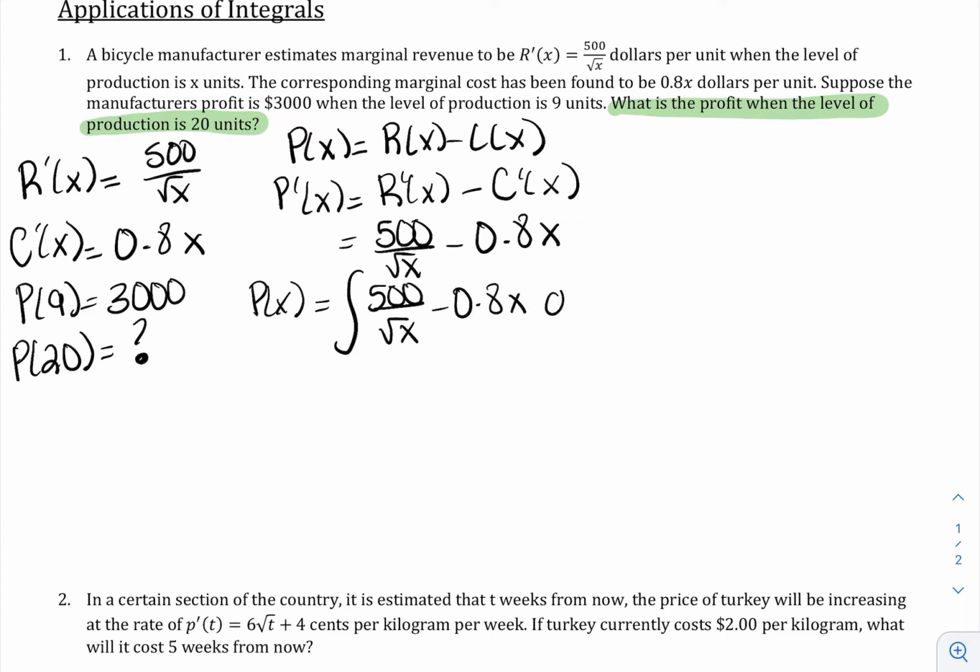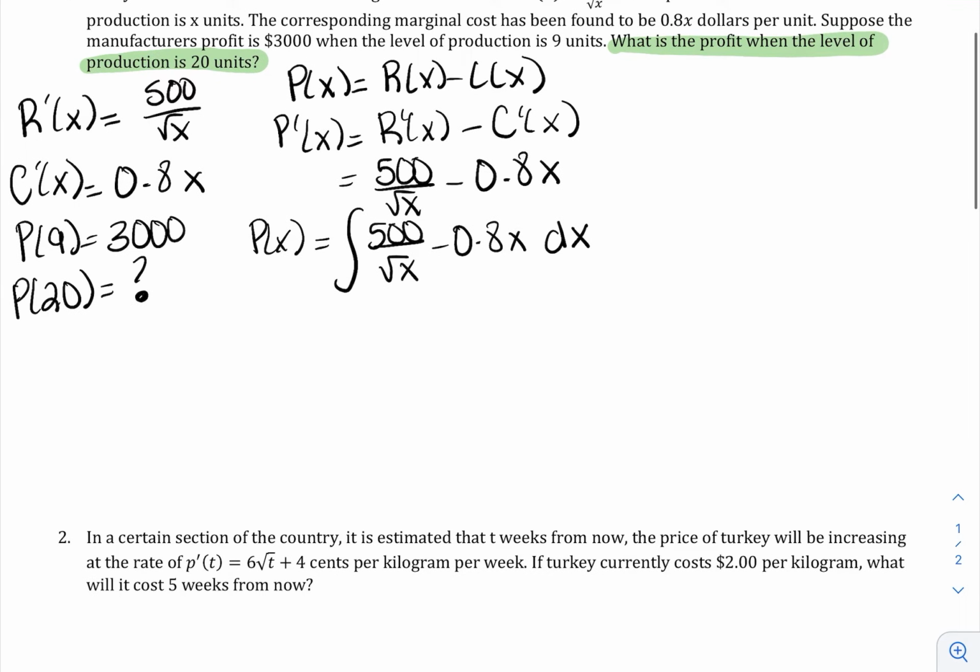And I am in terms of X, so dx. Before I can find this antiderivative, I need to rewrite that first part. Dividing by the square root of X becomes X to the negative 1/2. We saw that in one of the previous videos. The second term doesn't need to be changed.